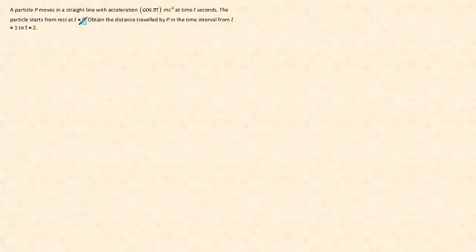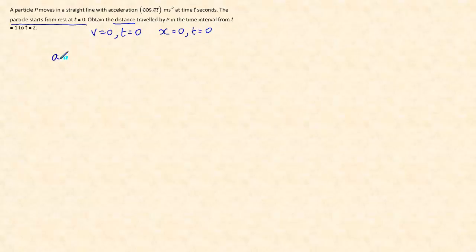A particle P moves in a straight line with acceleration cos(pi t) meters per second squared at time t seconds. The particle starts from rest at t equals 0. Obtain the distance travelled by P in the time interval from t equals 1 to t equals 2. So it starts from rest at t equals 0, so v equals 0 when t equals 0. And since we're just after distance, let's suppose that it starts with 0 displacement as well.